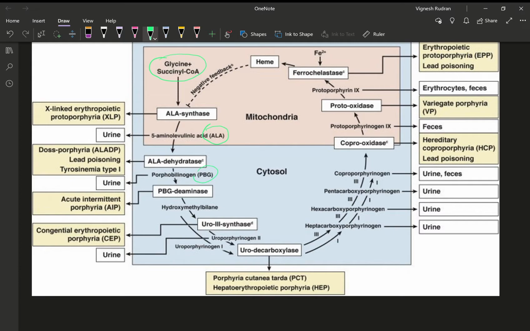There are a lot of intermediate steps which you don't need to know. I will try to get a simplified version of this, but I want to show you all the different problems each of these substrates have. So you see all of these white enzymes over here, deficiency of each one of them has one disease associated with it.